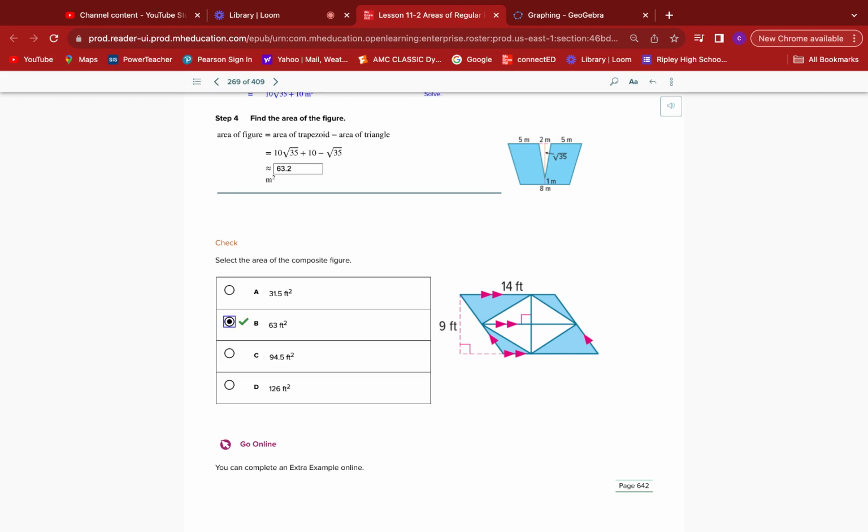All right, there you go. Need another example? Get with your teacher and do one online. All right, you guys, I am done because the practice is on you. So you're on page 643, ready to do some practice problems.